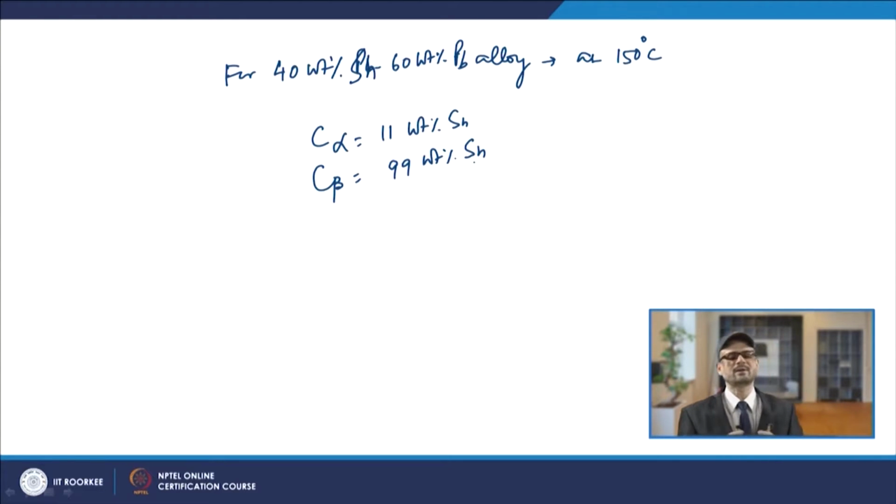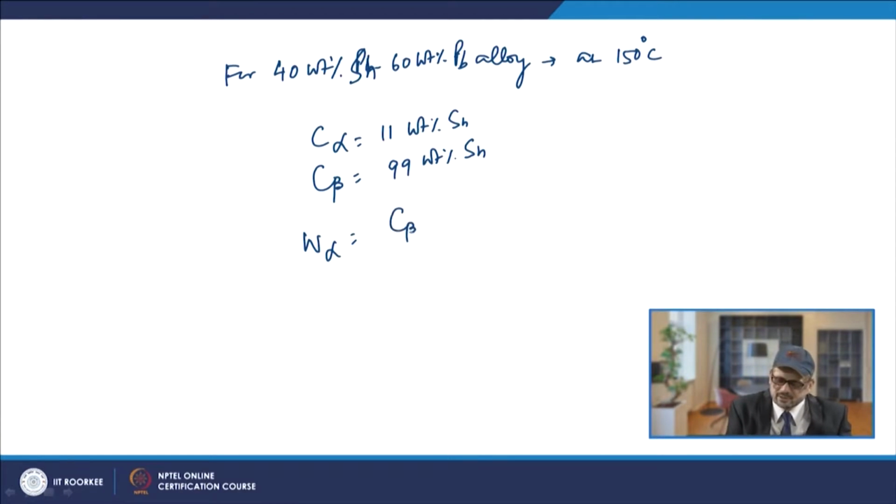So you can find the relative amount of each phase, and if you try to find the weight of alpha, as you know, when we talk about the weight we are taking into account the lever rule. So you will have C beta minus C naught.